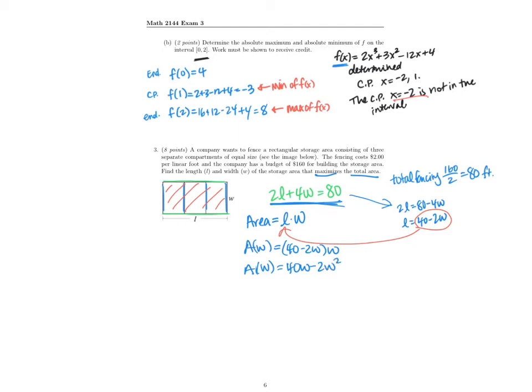So if I want to maximize that area, I want to find the maximum of this function. So that's our goal. To find the maximum of that function, first I'll take the derivative and set it equal to 0 to find any critical points. So if I take the derivative, I get 40 minus 4w, and if I set that equal to 0, I get that the width is 10. And if the width is 10, I can use this equation over here to find the length.